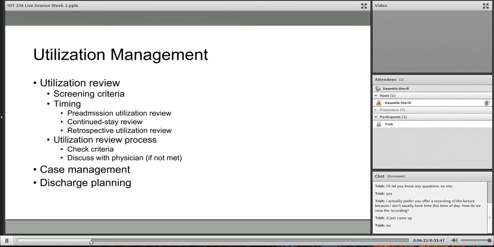Okay, I'm going to move on to the second, utilization management. In the meantime, if you do have a question, Trish, just feel free to type it there. There's three basic tasks that we follow up with in utilization management: utilization review, case management, and discharge planning.